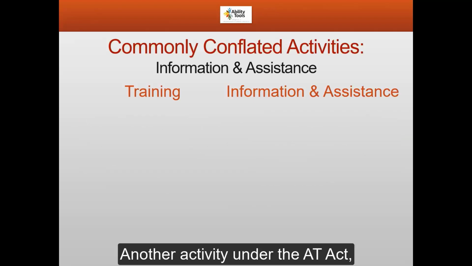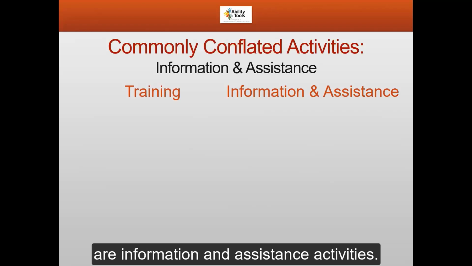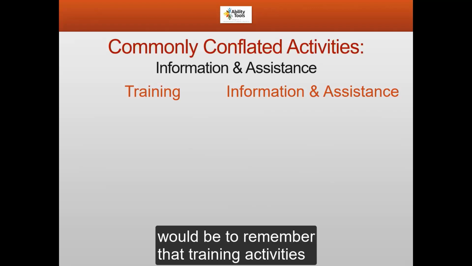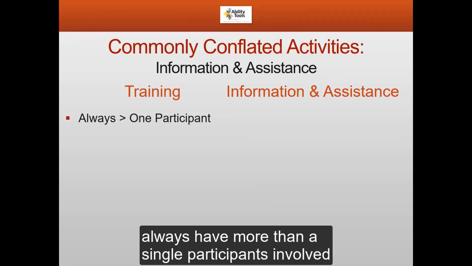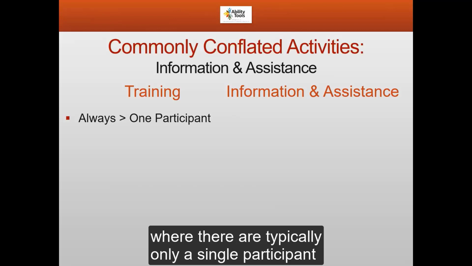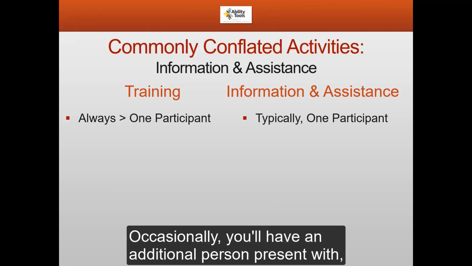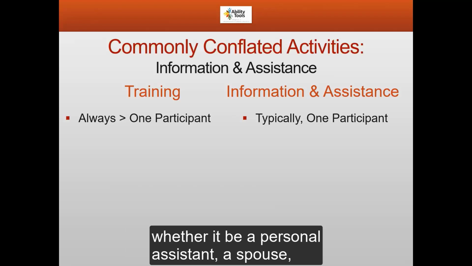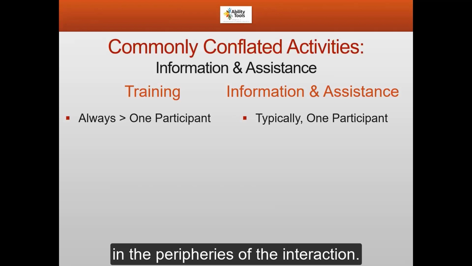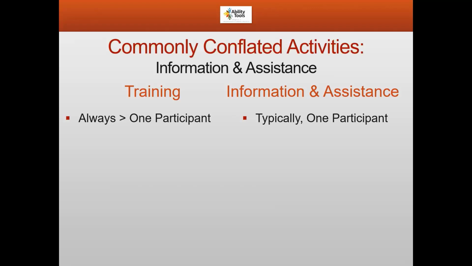Another activity under the AT Act which is commonly confused with training activities is information and assistance activities. A few ways to distinguish one from another would be to remember that training activities always have more than a single participant involved, versus information and assistance activities where there is typically only a single participant involved in the activity. Occasionally, you'll have an additional person present, whether it be a personal assistant, a spouse, or a family advocate, but they are typically in the periphery of the interaction. Their role is being supportive rather than being the individual receiving the benefit of your expertise.